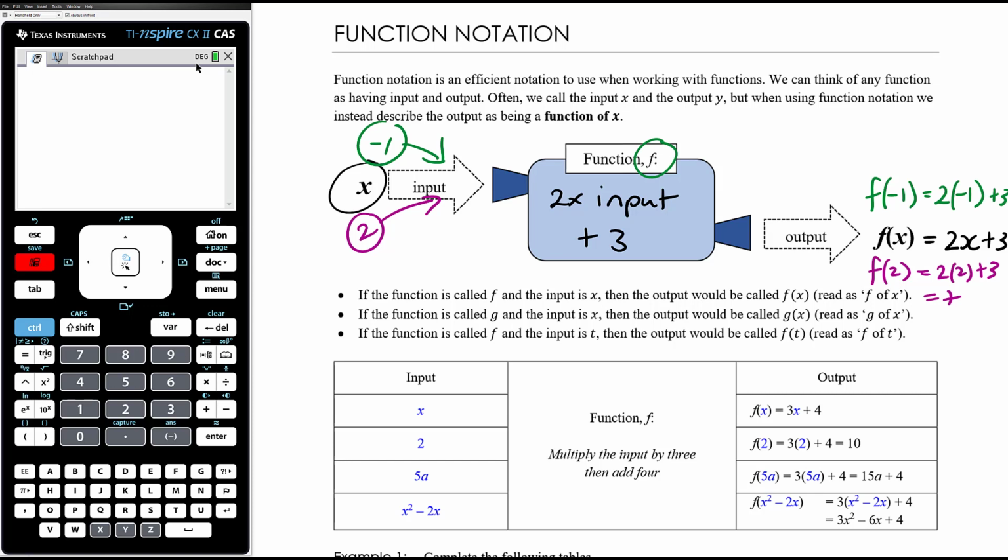If the function is called f and the input is x, then the output would be f of x. If the function is called g and the input is x, so the function doesn't have to be called f, it could be any letter, then the output would be g of x. We're applying function g to the input values, which are called x. If the function was called f but the input was t, then the output would be called f of t. We apply function f to the input values, which are called t. So just being clear about how we read that and how we understand that.